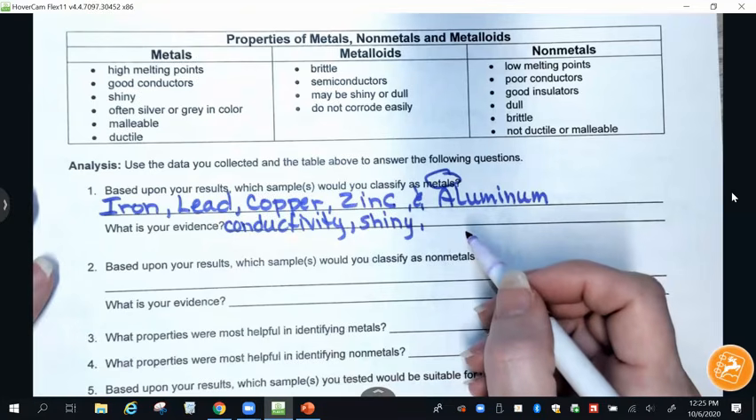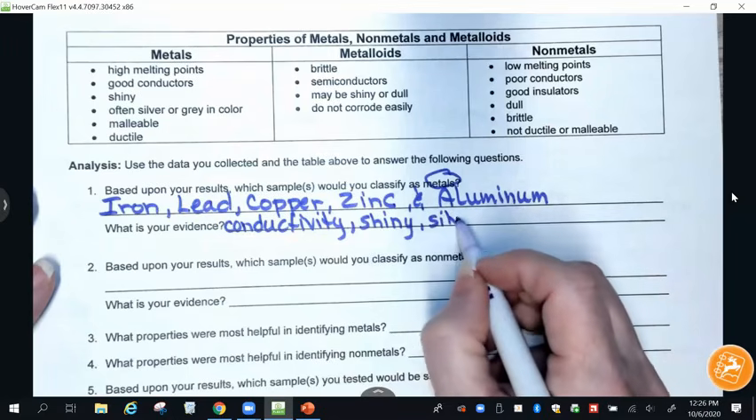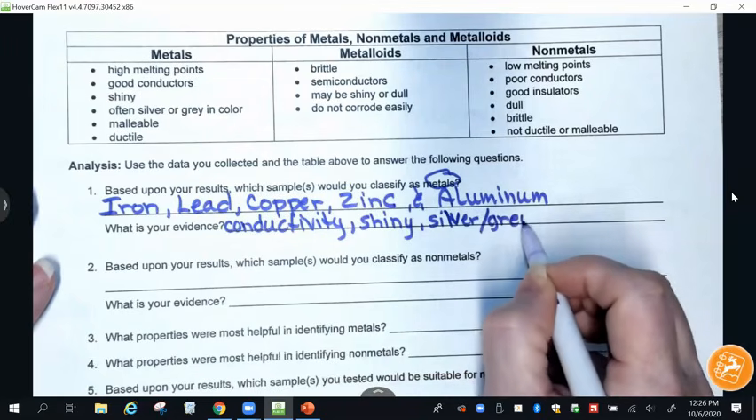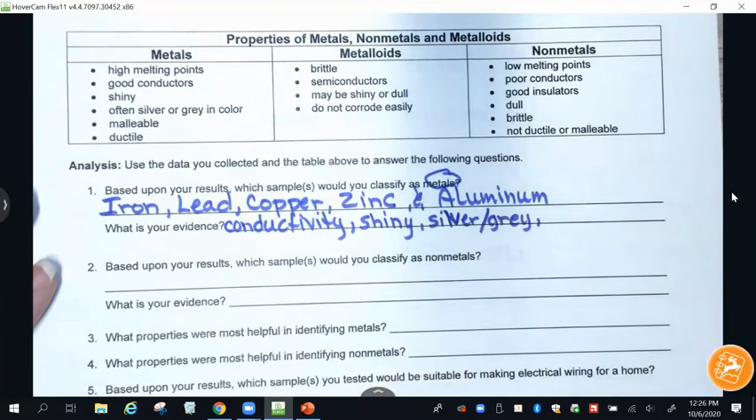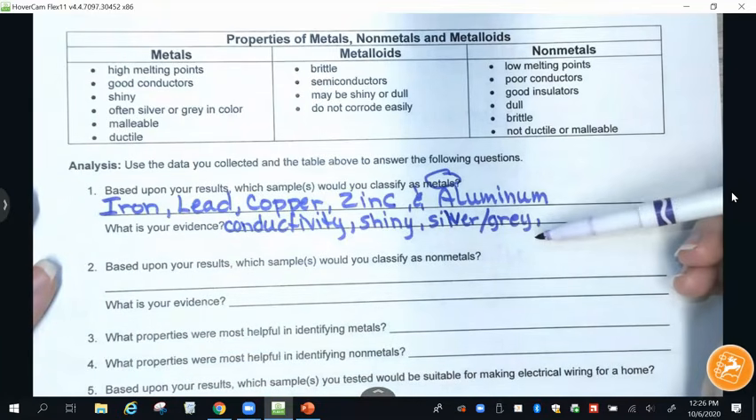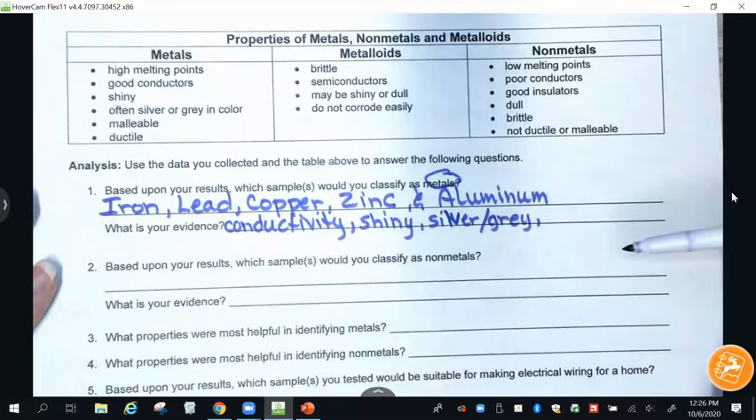How about the color? Yeah, what color were most of them for the metals? Silver. Most of them were silver, but then some of them were green and brown. Silver or gray. Now, we know that copper is a little different than that. Copper is a kind of brownish bronze color. But still, looking at the color, most of your metals will be a silver gray color.